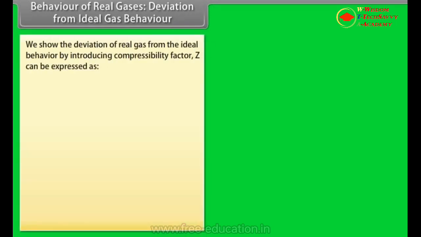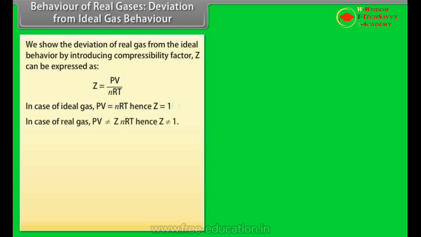Behavior of real gases. Deviation from ideal gas behavior. We show the deviation of real gas from the ideal behavior by introducing the compressibility factor Z, which can be expressed as Z is equal to PV by nRT. In case of an ideal gas, PV is equal to nRT, hence Z is equal to 1. In case of a real gas, PV is not equal to nRT, hence Z is not equal to 1.